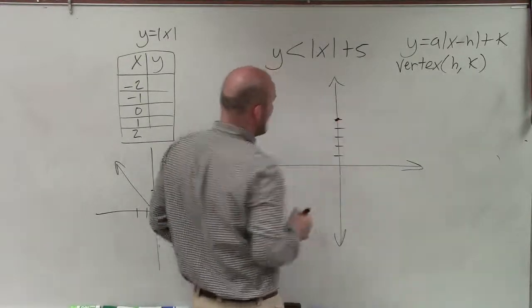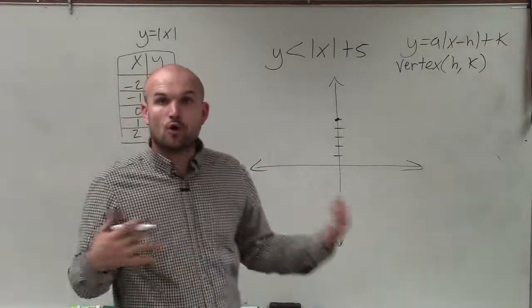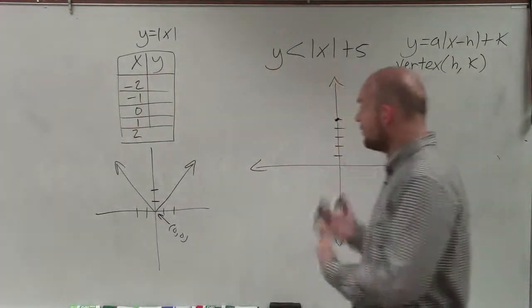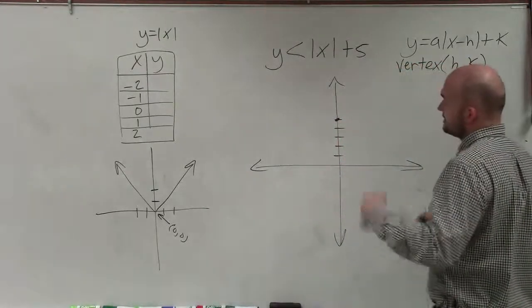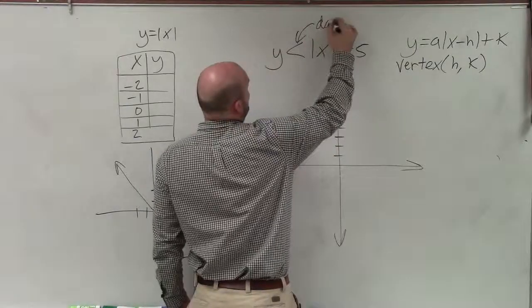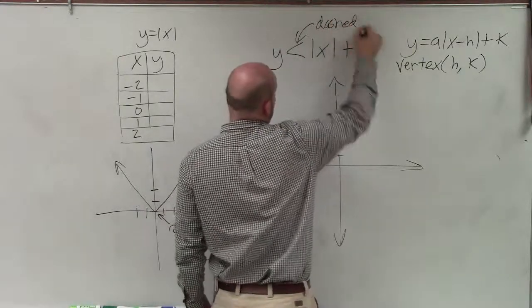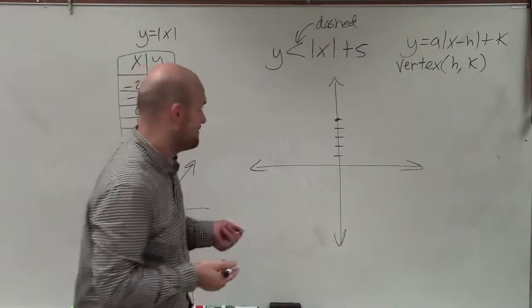Now, as I mentioned, I simply just need to recreate this graph because there's no stretching, compressing, or reflecting going on. But before I do that, I need to make sure, is my graph going to be a part of the solution or not? And since this is a less than, not a less than or equal to, my graph is not going to be a part of the solution. So I'm going to represent that graph as a dashed line.